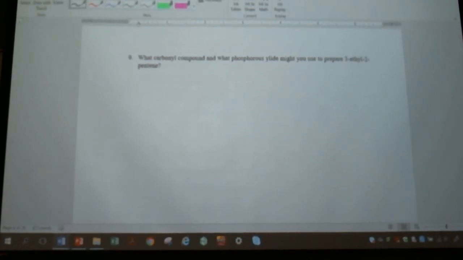Oh, okay, I'll get to this. I remember that I skipped it. So, if I wanted to make ethyl 2-pentene using a Wittig, how do I analyze it backwards? How do I do a retrosynthetic analysis here?